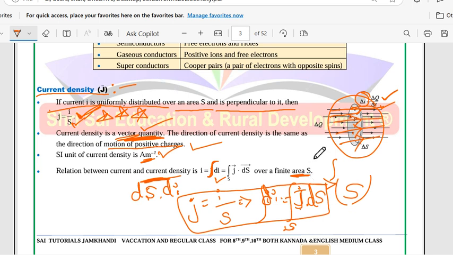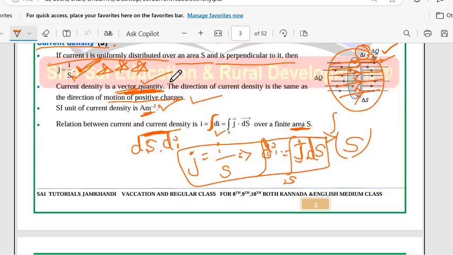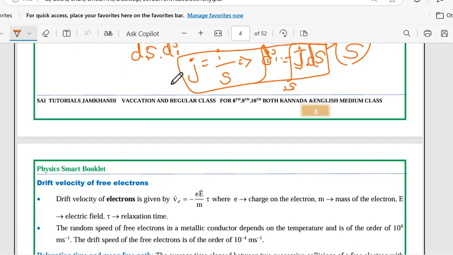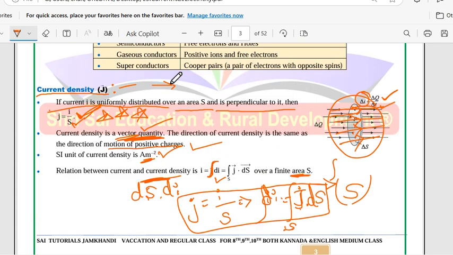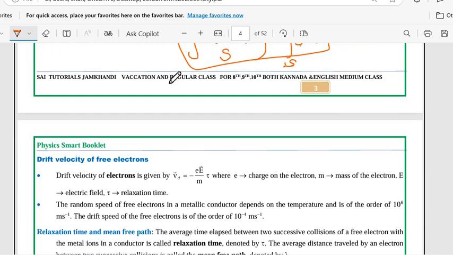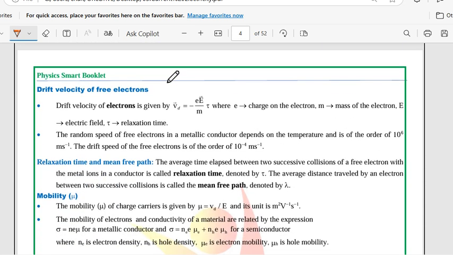This is the current density, denoted by the letter J bar, which is a vector quantity. That's why I have written a bar over the current density J. So after knowing this concept, let us know about drift velocity.